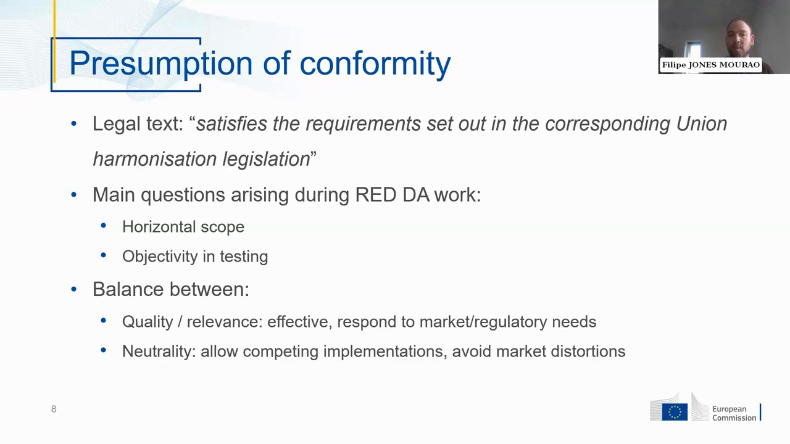Obviously, there needs to be some degree of flexibility by the legislator, and there is that flexibility. So the standardization regulation says that the testing shall be objective unless duly justified, right? So that means that if there is no consensus, if there is no state of the art on how to have objective testing, then we need to find workarounds.